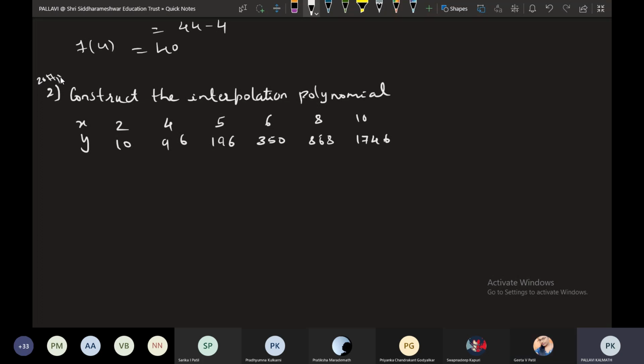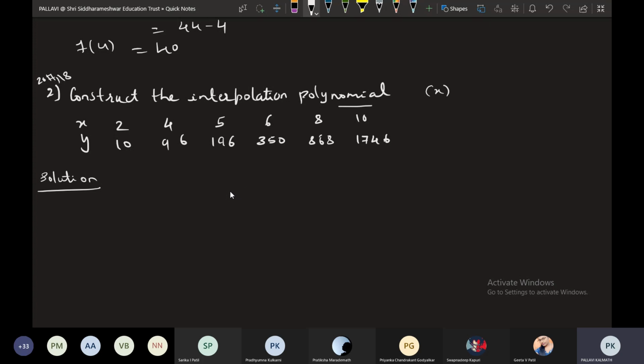Yes, ma'am. It was asked in 2017, it was asked in 2018. So what is the difference between the first problem and this problem? Whether any point is given? What is the question? Construct the interpolation polynomial. So polynomial means you have to keep the value of x as it is in the formula. Difference table as usual, you will find the divided difference table.